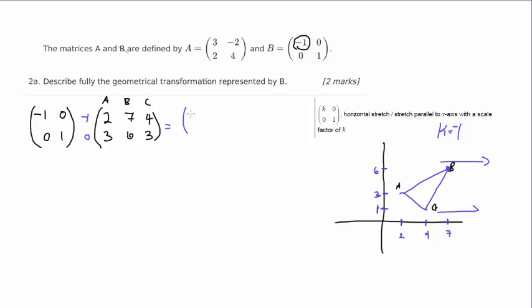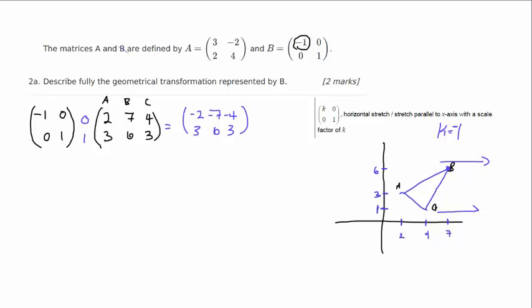So really all I've done is I've made my top row negatives. And then if I go and multiply with the 0, 1, then my top row becomes all zeros. My bottom row, I'm just adding 0 to 3, adding 0 to 6. And so we've not done anything to the y, which makes sense as a horizontal stretch.